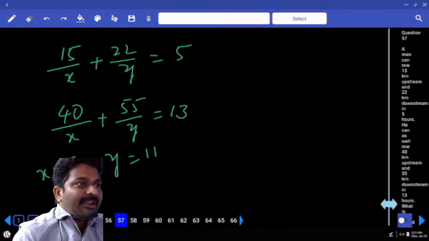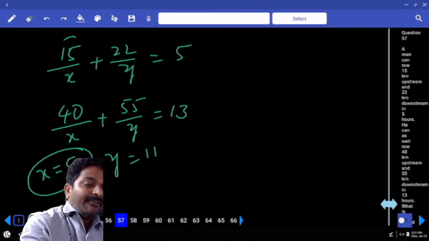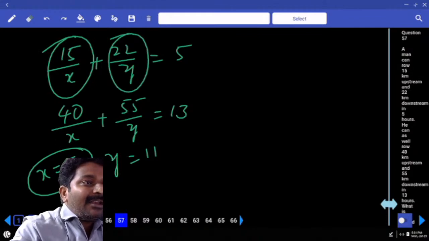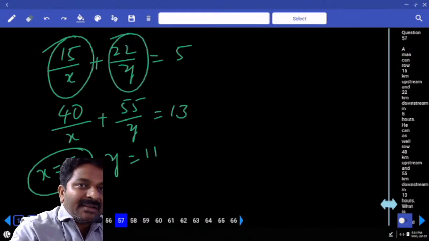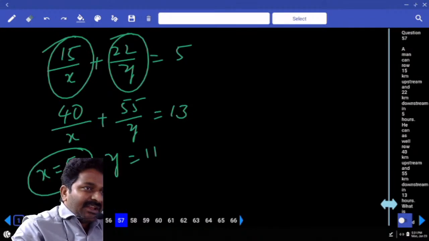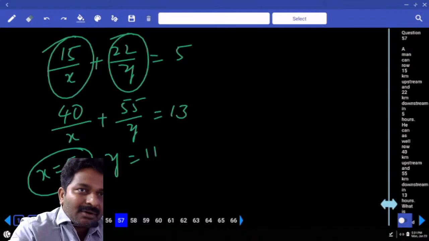Just substitute and verify. If X is 5, 15 by 5. If Y is 11, 22 by 11. 3 plus 2, 5. Condition satisfied? If you have time and patience, verify the second equation also. Okay.